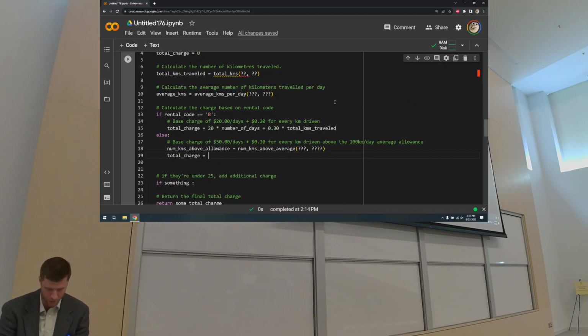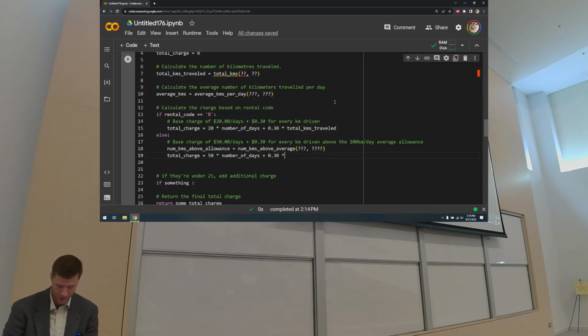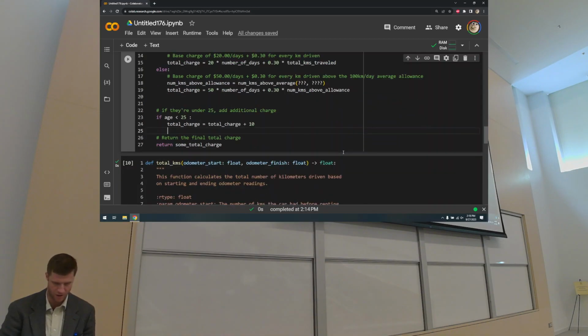total charge would be equal to $50 a day, whatever number of days. Now, mind you, I'm saying number of days. I didn't define this anywhere yet. I'm still just writing my ideas down in code, and we'll clean it up later. Number of days plus 30 cents times, not total number of kilometers, but this one, number of kilometers above average. Yeah. And then here, this should be easy. This should be if age is less than 25, charge equals total charge plus 10. They just charge you an extra $10.